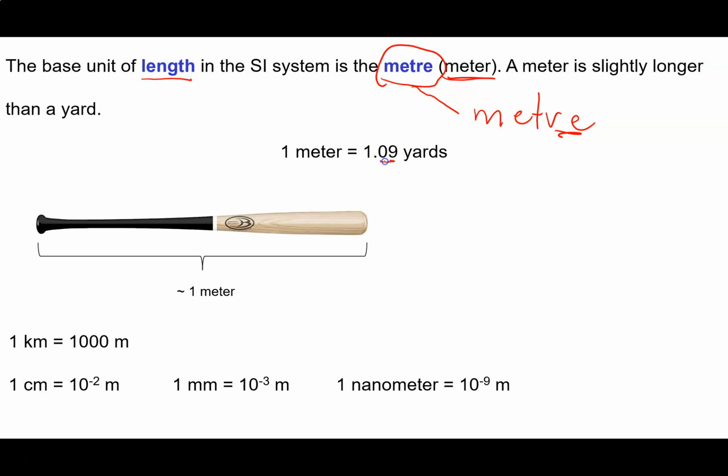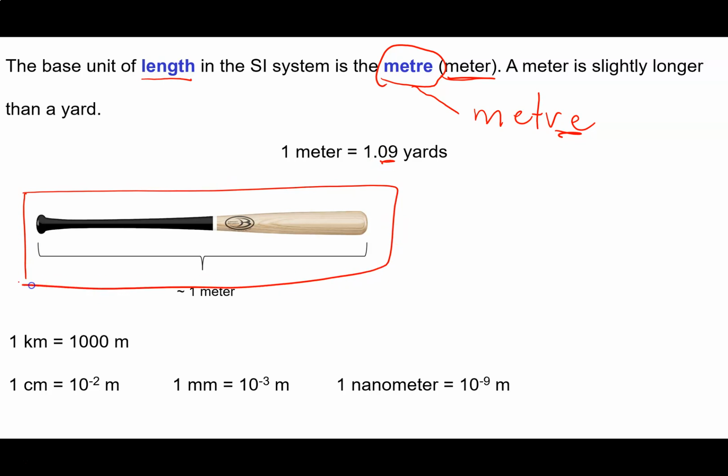It's 9% bigger than a yard, but it's about a yard. And if you want an image, a yard is about the length of a baseball bat. So 1 kilometer is the same as 10 to the 3 meters. 1 centimeter is the same as 10 to the minus 2 meters, and so forth.